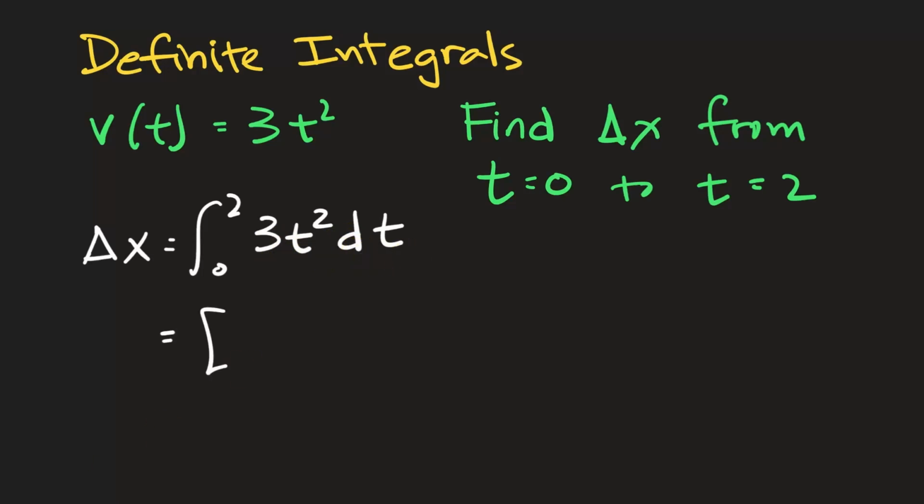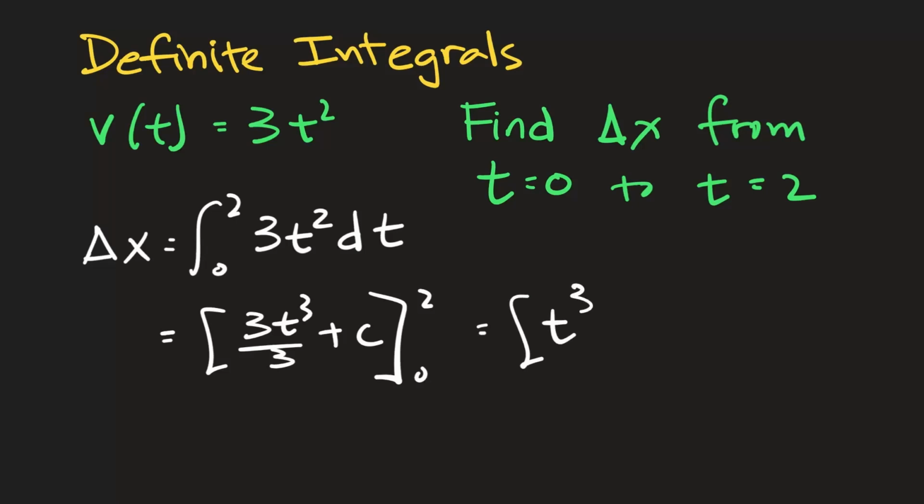This will give us 3t to the third power divided by 3 plus c. I'm going to put these in brackets, and you'll notice that I'm putting our lower limit down here, so 0 at the end of the bracket, and then I'm putting our upper limit 2 seconds at the top next to the bracket here. And this 3t cubed over 3 plus c simplifies to t cubed plus c. And notice that our limits are here again.